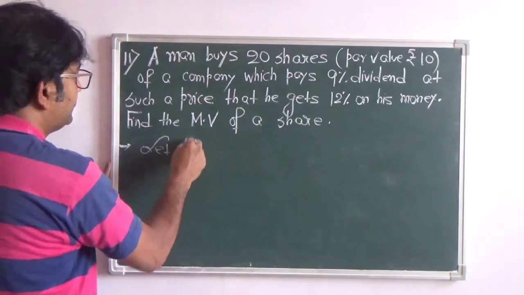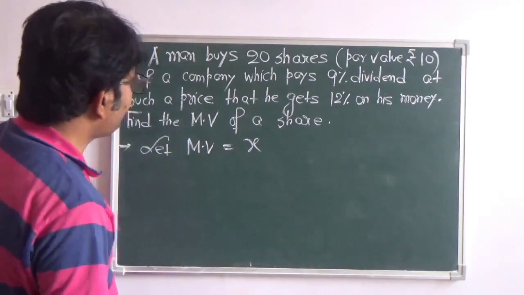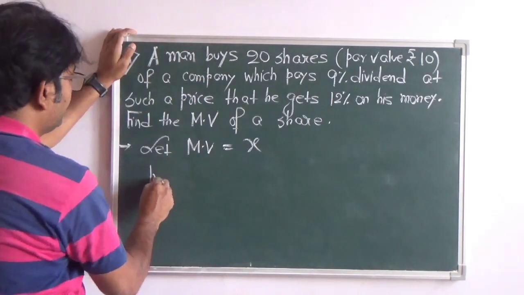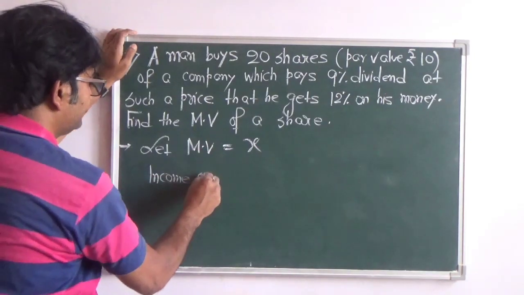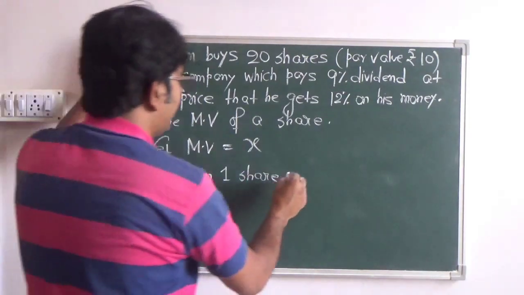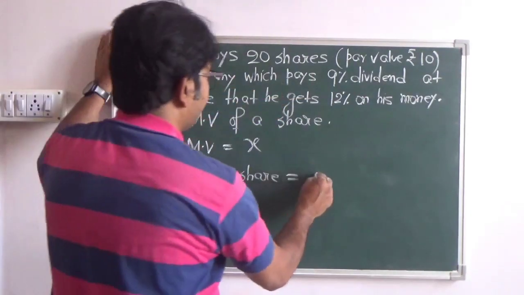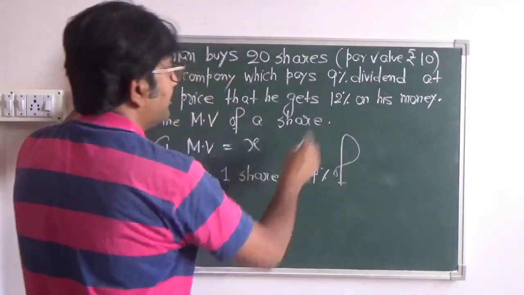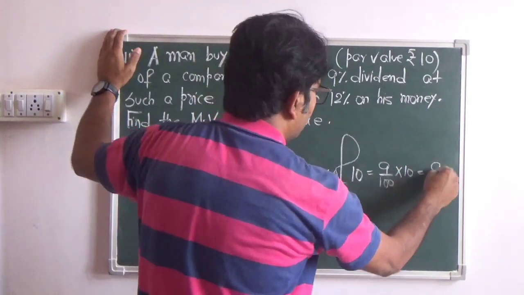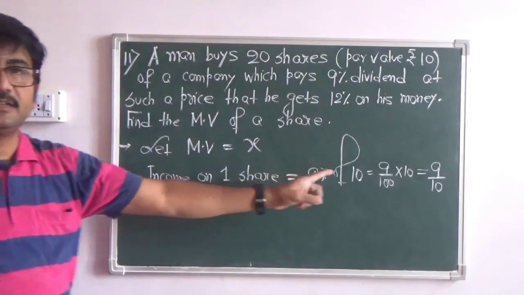Let the market value be equal to rupees x. Let us assume that the market value is rupees x. Now, what is the income on one share? Income on one share is 9% of the face value, and face value is rupees 10, that is 9 by 100 into 10, that is equal to 9 by 10. So 9 by 10 is the income on one share.